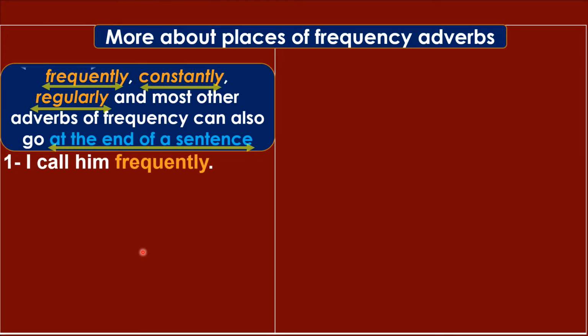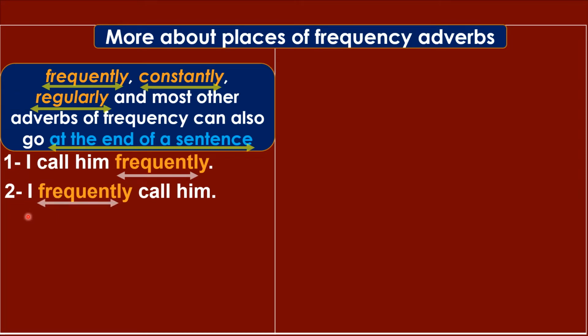Okay, I call him frequently. If you look, frequently is at the end of the sentence, and of course it also goes in the middle of the sentence as in number 2. I frequently call him. So I call him frequently. I frequently call him.